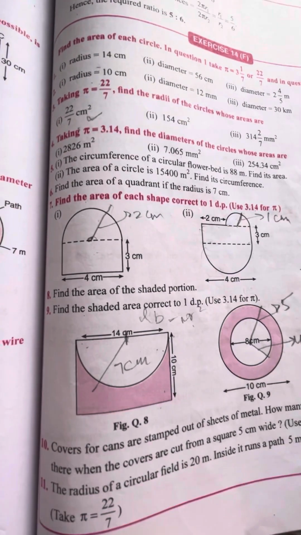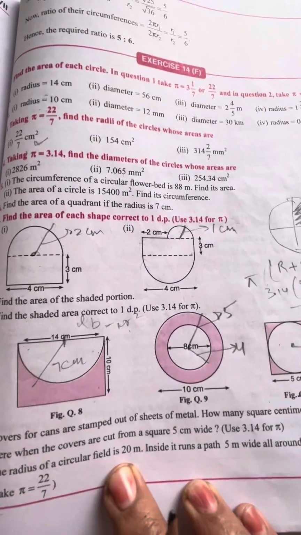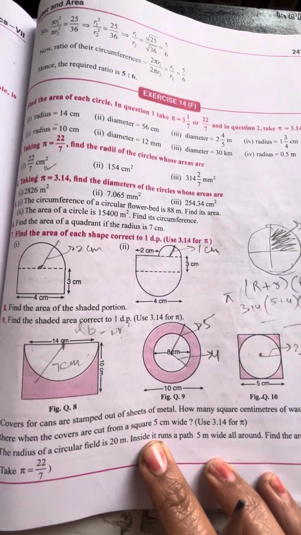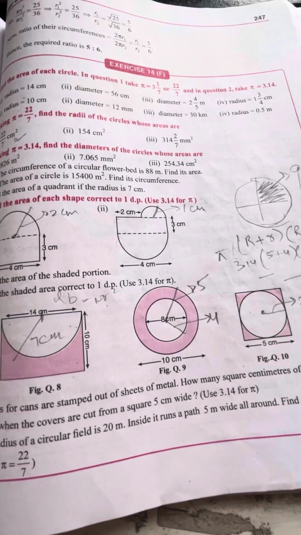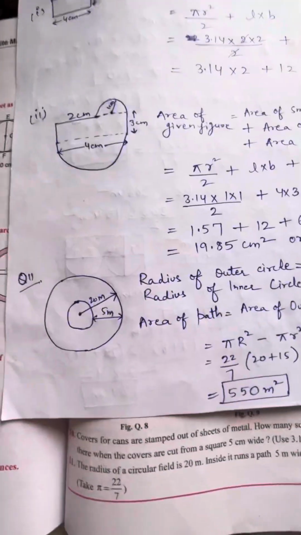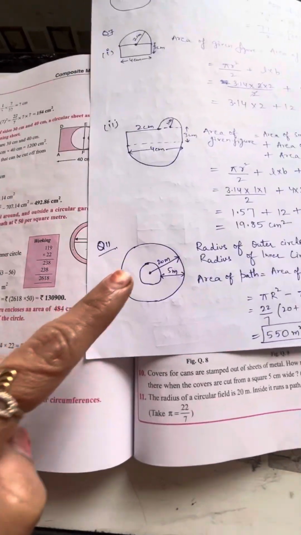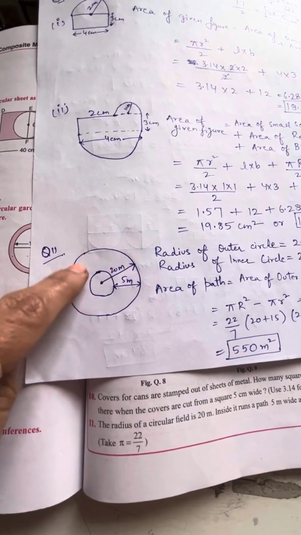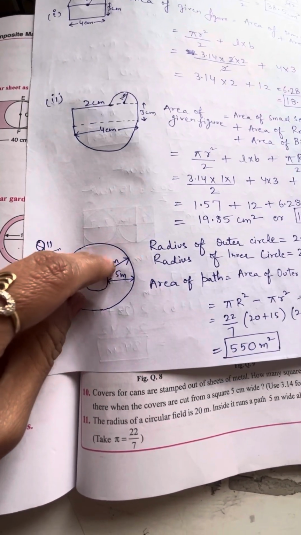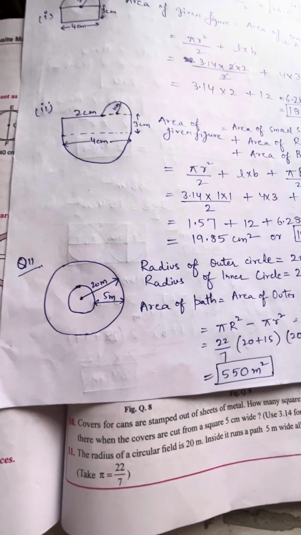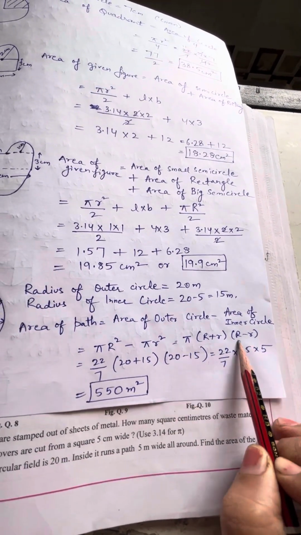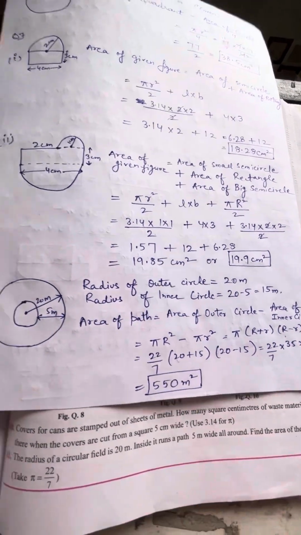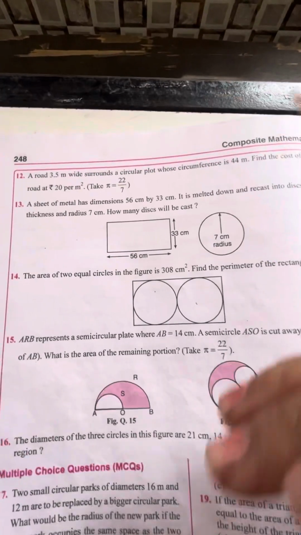For question number 11, the radius of the circular field is given. Inside it runs a path all around. This is your figure. This is your circular field. Inside it there is a path. This width is 5 meter. Find the area of the field. You simply apply the same formula mentioned before. Put the values. You will get your answer. Okay.